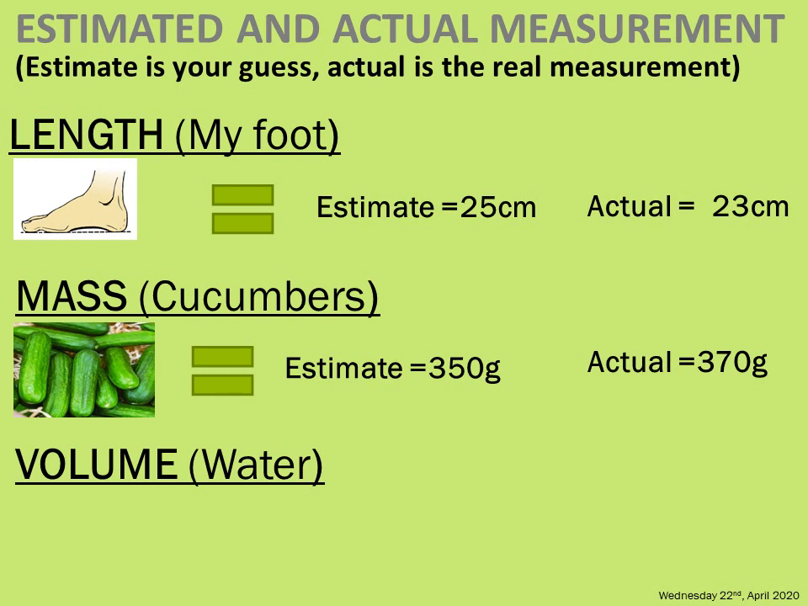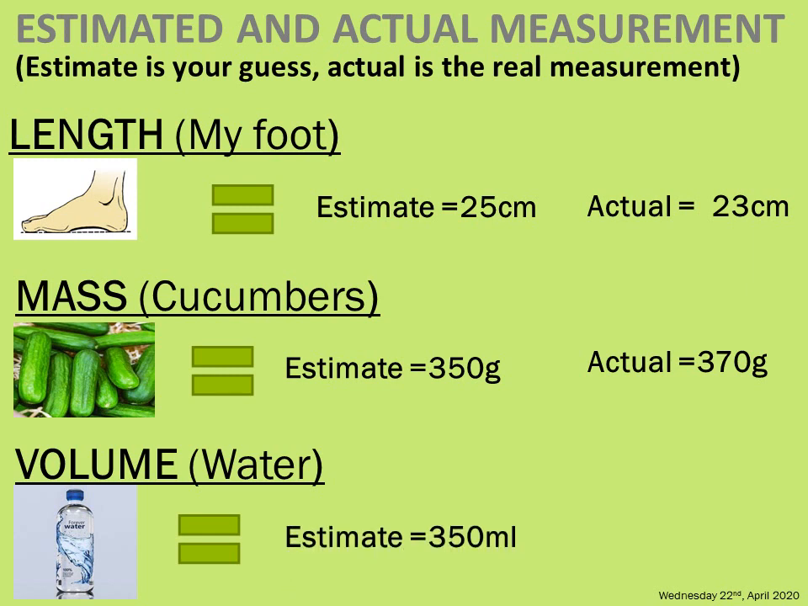Let's go to volume. I have a bottle of water here. I will not look at the measurements. But I'll just guess. Let me guess what the measurement of this bottle of water is. I think it should be 350 milliliters. Yes. Now let me check. Guess what it is? The actual measurement is 330 milliliters. I think I still had a good guess. It was still quite okay.